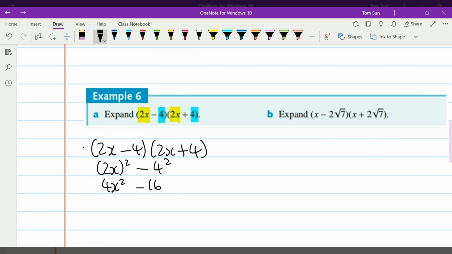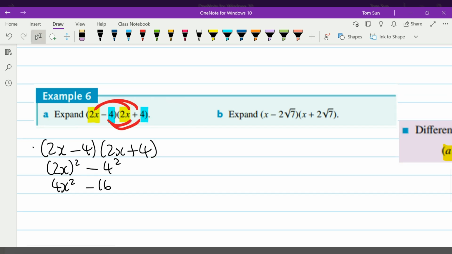Done. That's the answer. Now, if you don't believe it, you can expand it the same way that we've been learning how to expand it, and you will get that. You can try it for yourself. I don't have enough time in this video to do that, but try it. You'll combine the like terms, which will be the x's, and they'll cancel each other out, and you only have a squared.